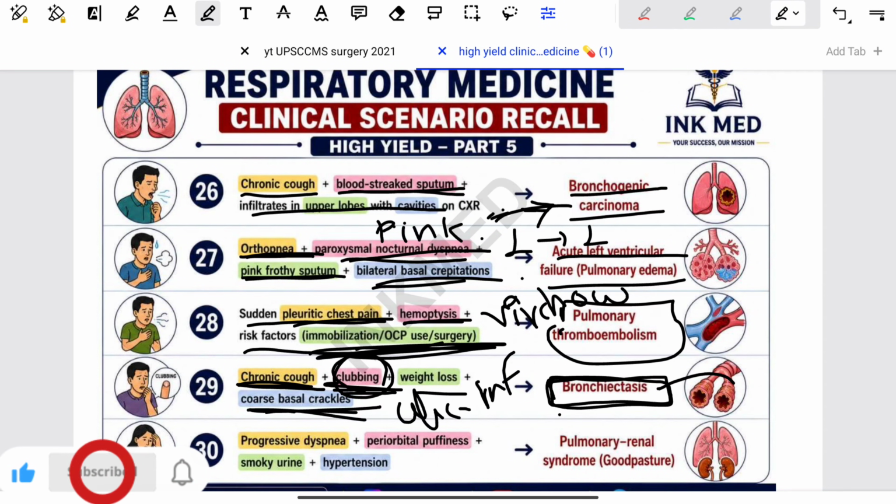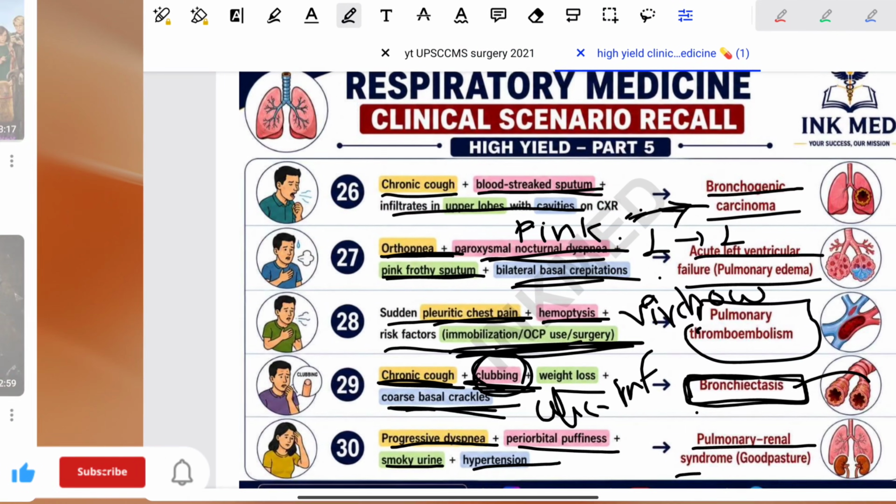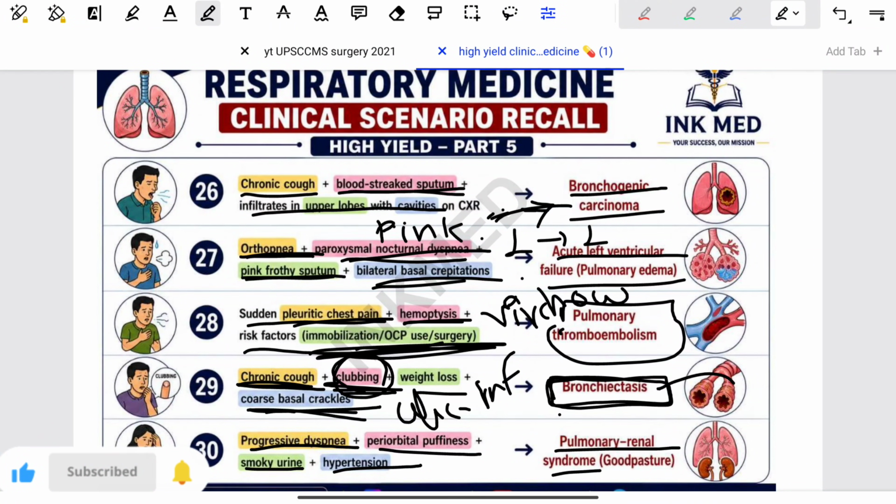Next, the patient has progressive dyspnea, periorbital puffiness, smoky urine, and hypertension. The diagnosis is pulmonary renal syndrome due to Goodpasture syndrome. Trigger words: smoky urine, periorbital edema, progressive dyspnea.